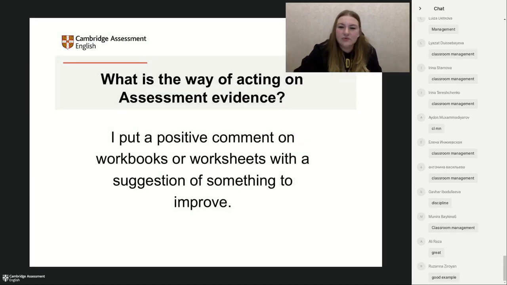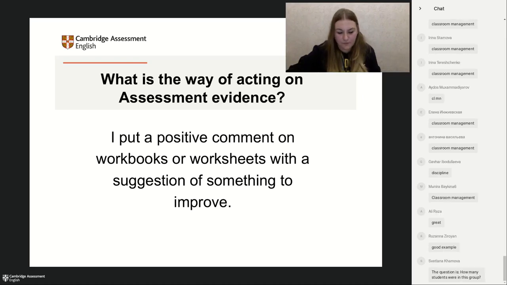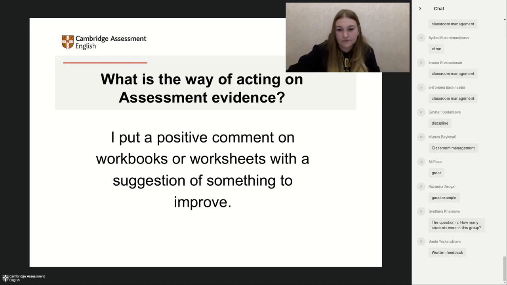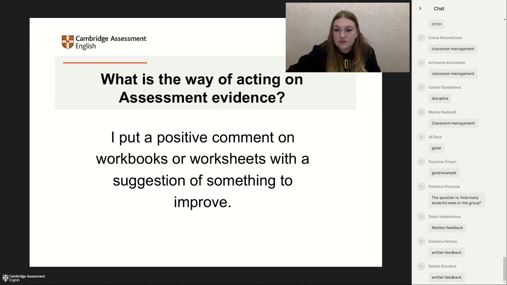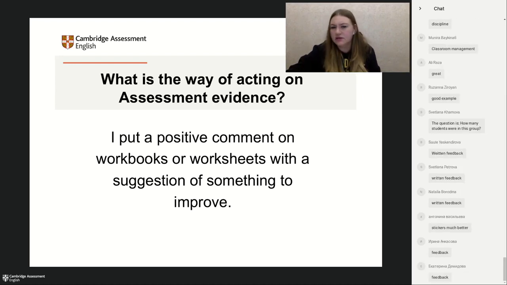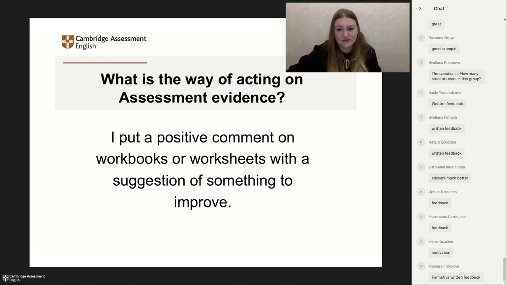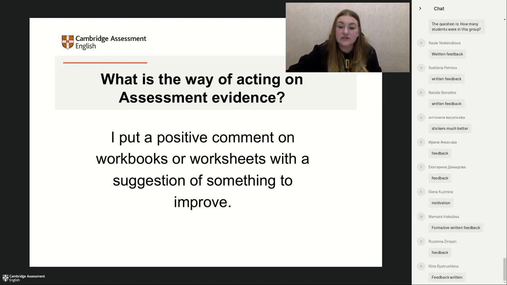The next one, I put a positive comment on workbooks or worksheets with a suggestion of something to improve. So what do you think? How many students were in this group? There were like 10, I think. I have big groups, like 10, 12. Yeah, so this is the written feedback.